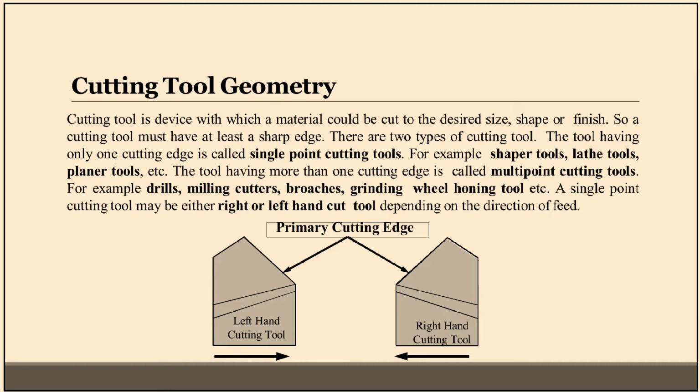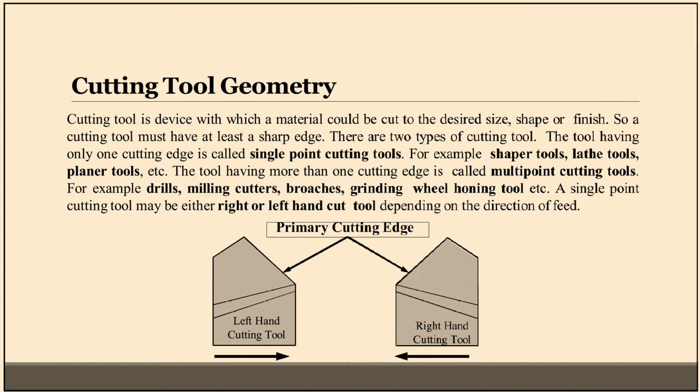For example, shaper tools, lathe tools, planer tools, etc. The tool having more than one cutting edge is called a multi-point cutting tool. For example, drills, milling cutters, broaches, grinding wheel, honing tool, etc.